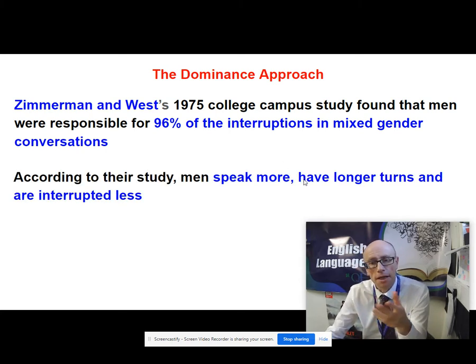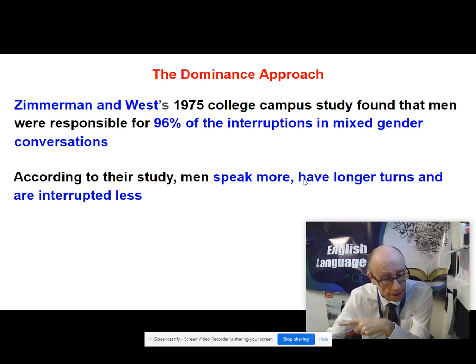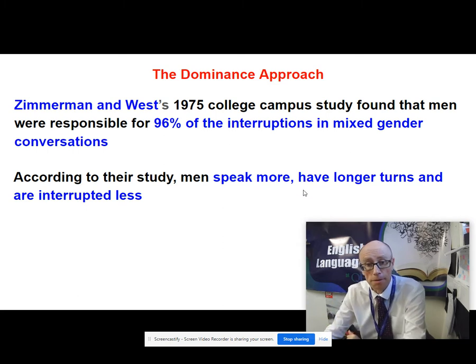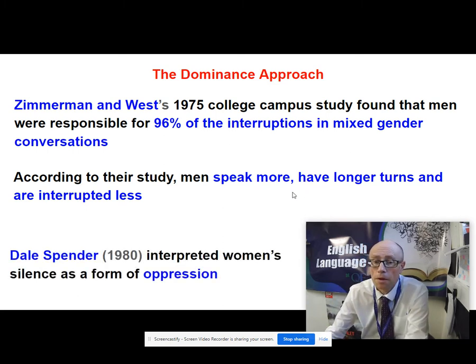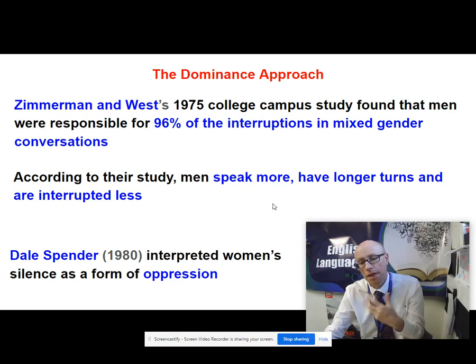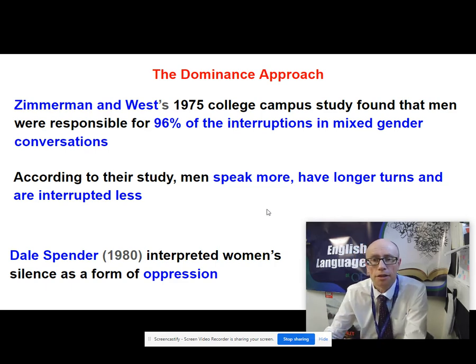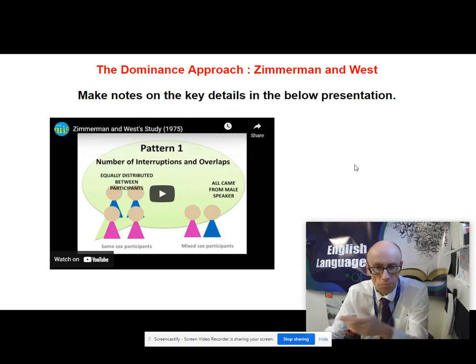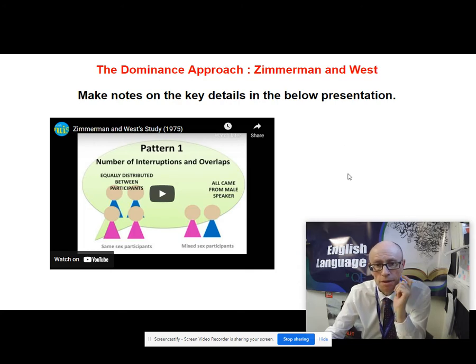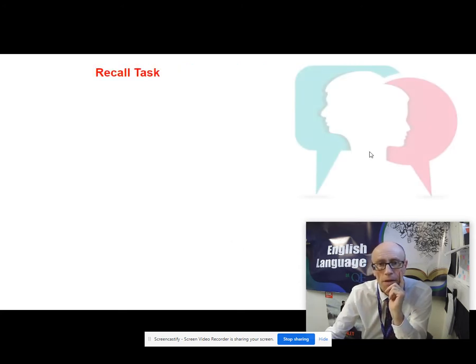So according to their study, men speak more, men have longer turns, and they're interrupted less, whilst of course they're interrupting much, much more. Okay, and so Dale Spender, building on this, interpreted women's silence as a form of oppression because men are speaking more. There's a number of great videos on the net which explain these things. That's a good one for you to be watching. Just type in Zimmerman and West's study 1975.